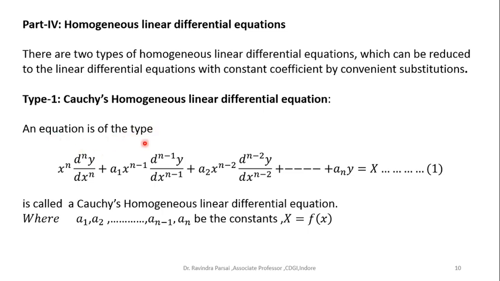An equation of the type x raised to n d raised to n y upon dx raised to n, plus a1 of x raised to n minus 1 d raised to n minus 1 y upon dx raised to n minus 1, plus and so on, this type of differential equation having variable coefficients, where a1, a2 and so on are constants, is called a Cauchy homogeneous linear differential equation.